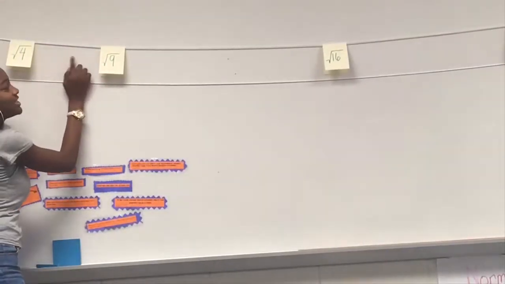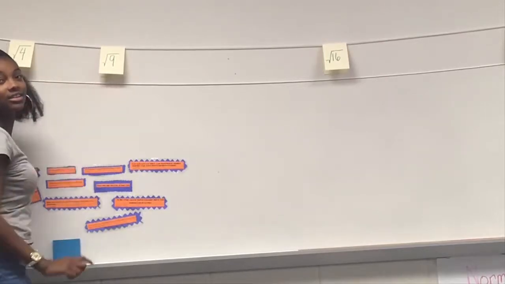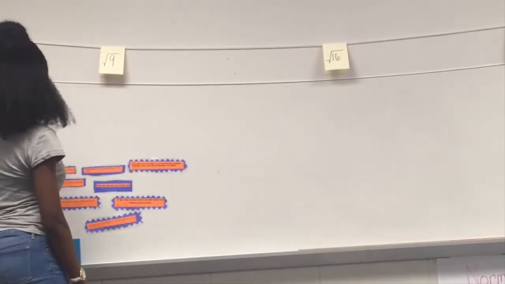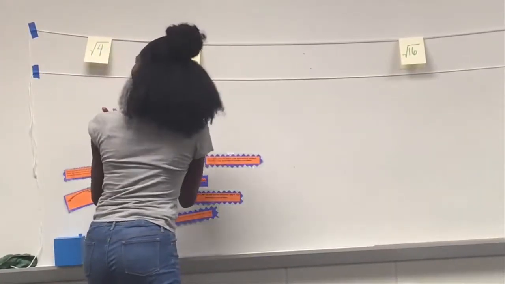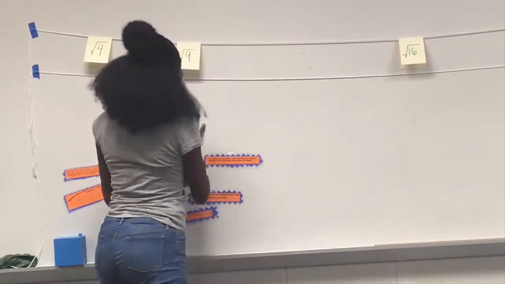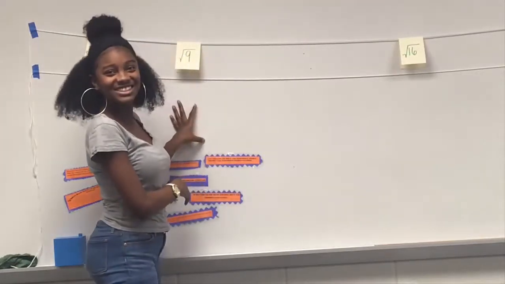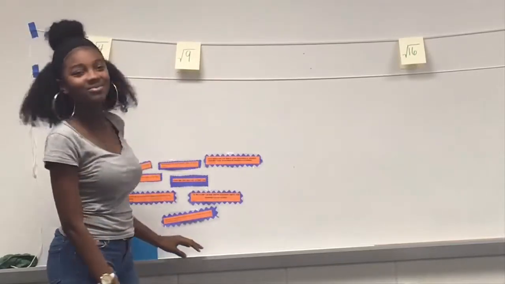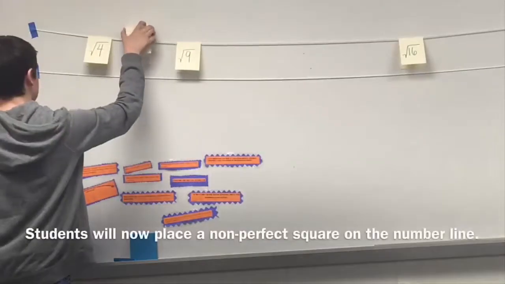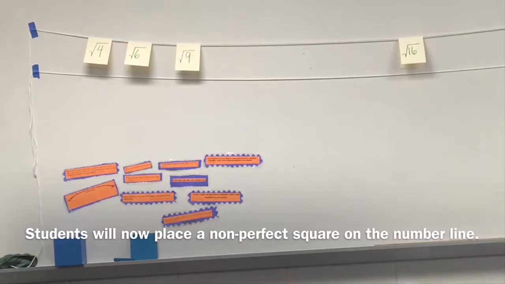4, 5, 6, 7, 8, 9. Interesting. And why were you doing it like that? Because that's the distance between those perfect squares. I think that's a great strategy. All right, we agree? Yes.